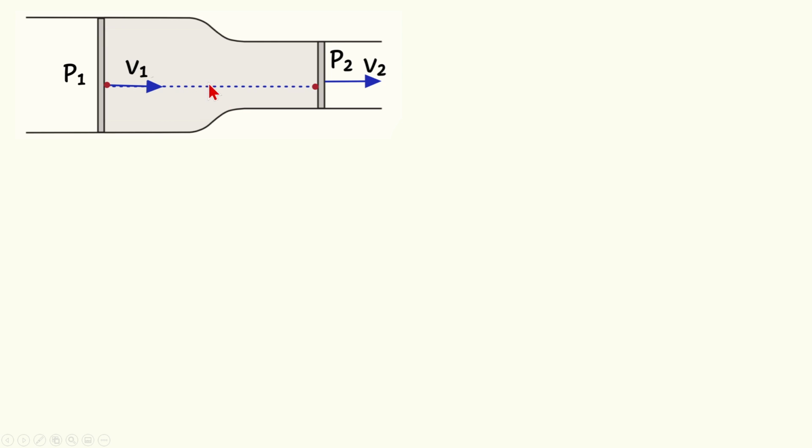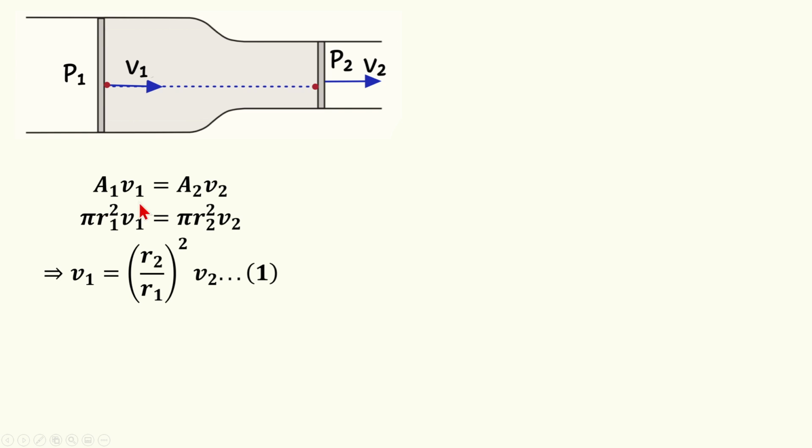So this is going to be a streamline flow. Assuming a streamline flow, we can apply the equation of continuity. So from the equation of continuity, we get the relationship between v1 and v2 like that, right? Now, the question clearly mentions that the outside pressure is P1 and P2, not the fluid pressure.